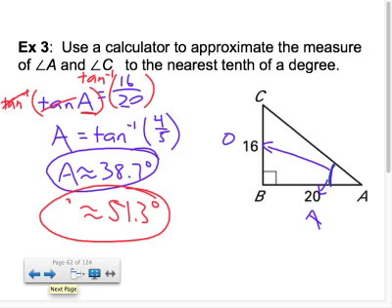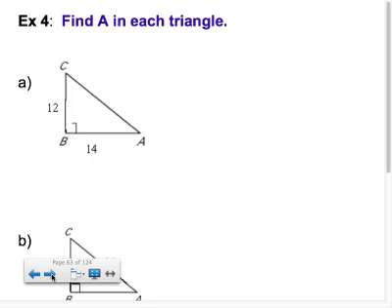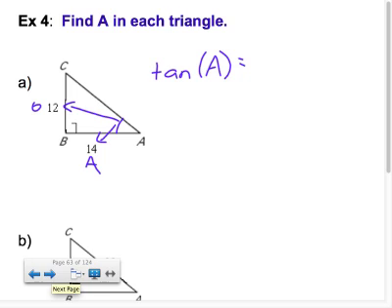All right, example 4. At this point, if you feel confident, I would probably start pausing the video and try to work through the next few examples on your own. If you want to watch part A, that's fine, just to get some guidance here. It says find angle A. I know I'm working with this angle. I know 12 is the opposite, 14 is the adjacent. Opposite and adjacent, just like the previous example, means we're going to use tangent of A equals 12 over 14. I want to get rid of tangent, so I take the inverse tangent of both sides.